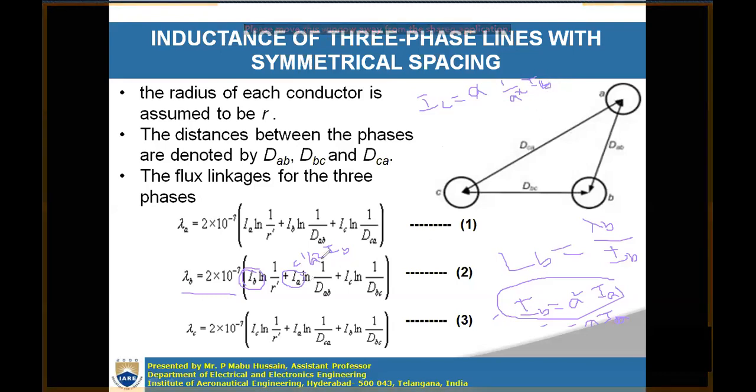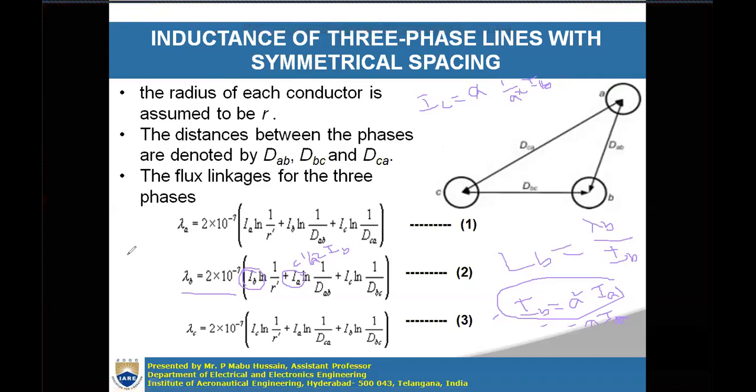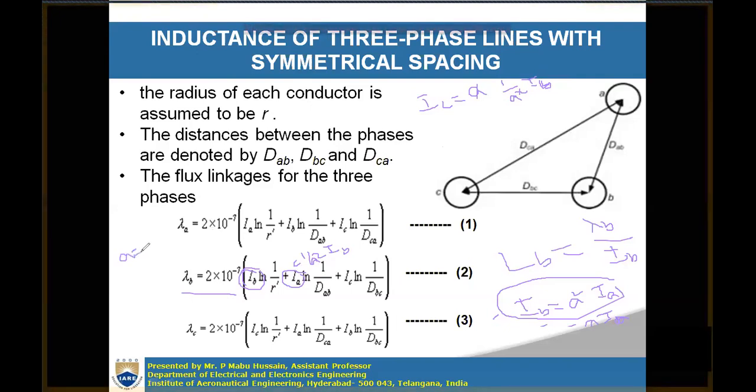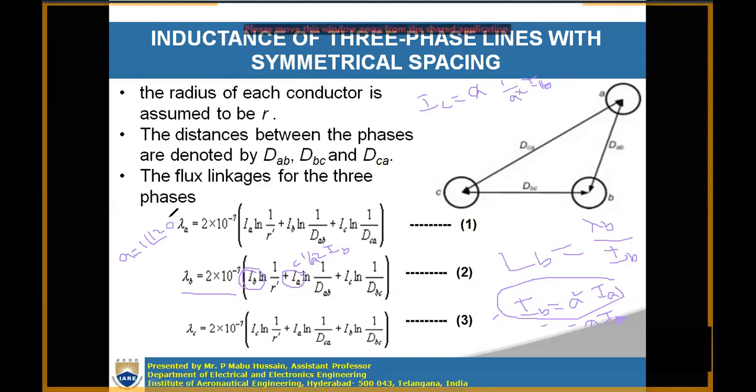IA can be written as 1 by A square into IB. You know that A is 1 at an angle 120 degrees, or this can be written as 1 at an angle minus 240 degrees, right? So A square can be written as 1 at an angle 240 degrees, or this can be written as 1 at an angle minus 120 degrees.